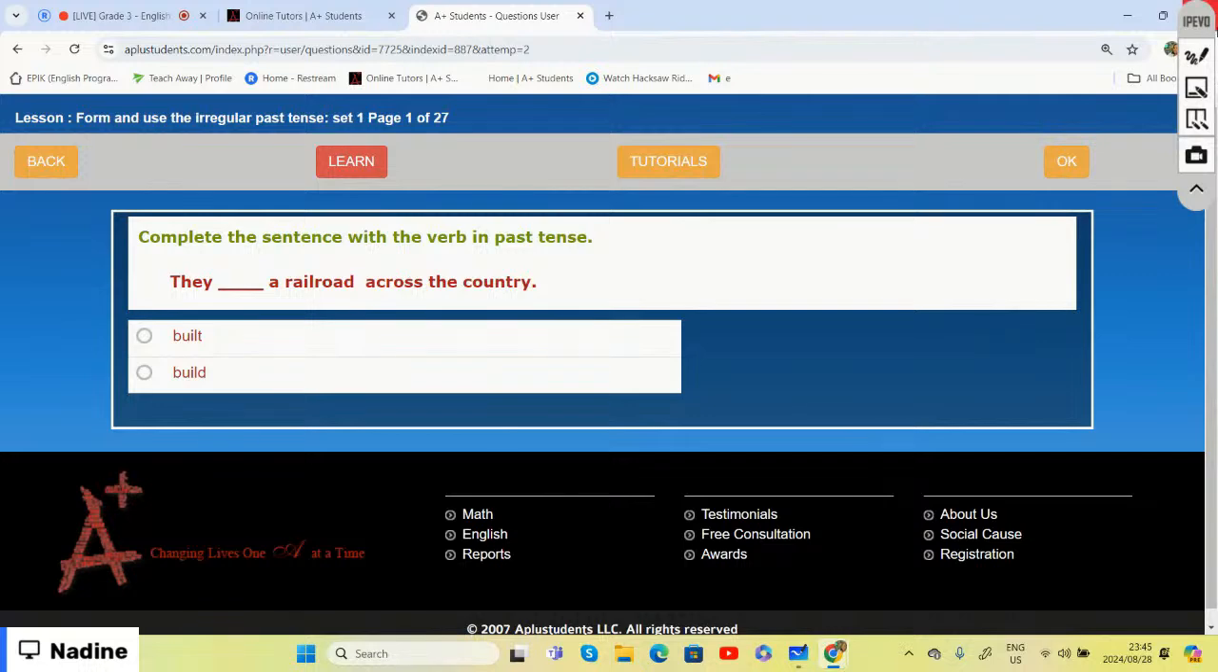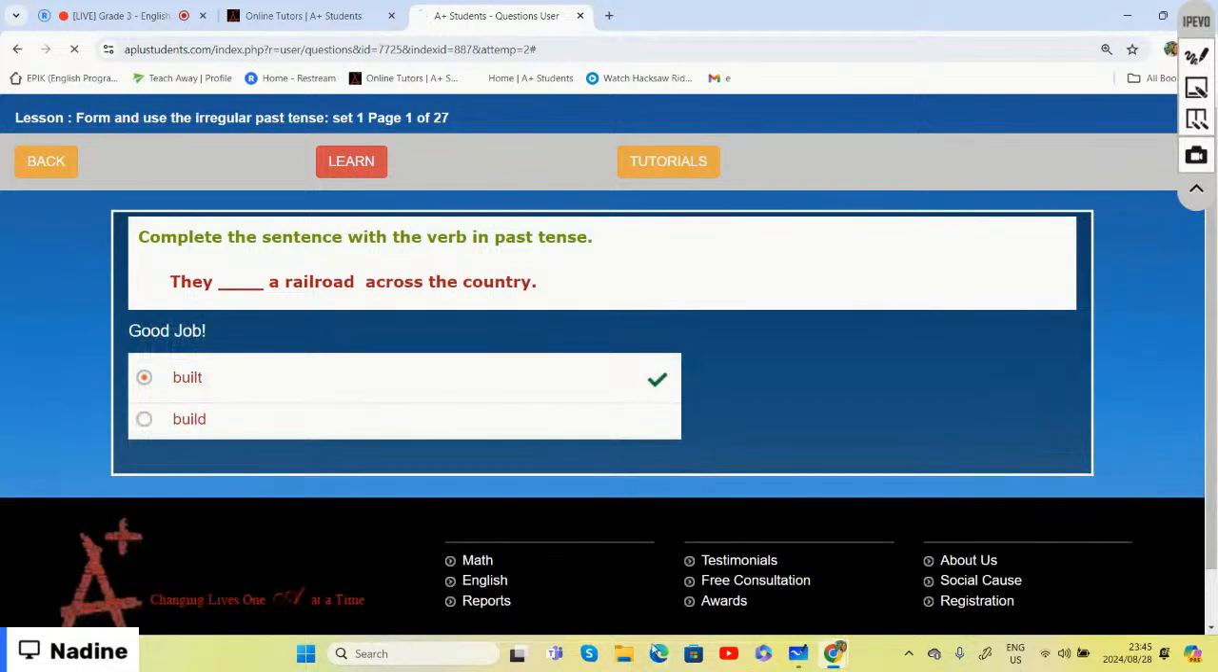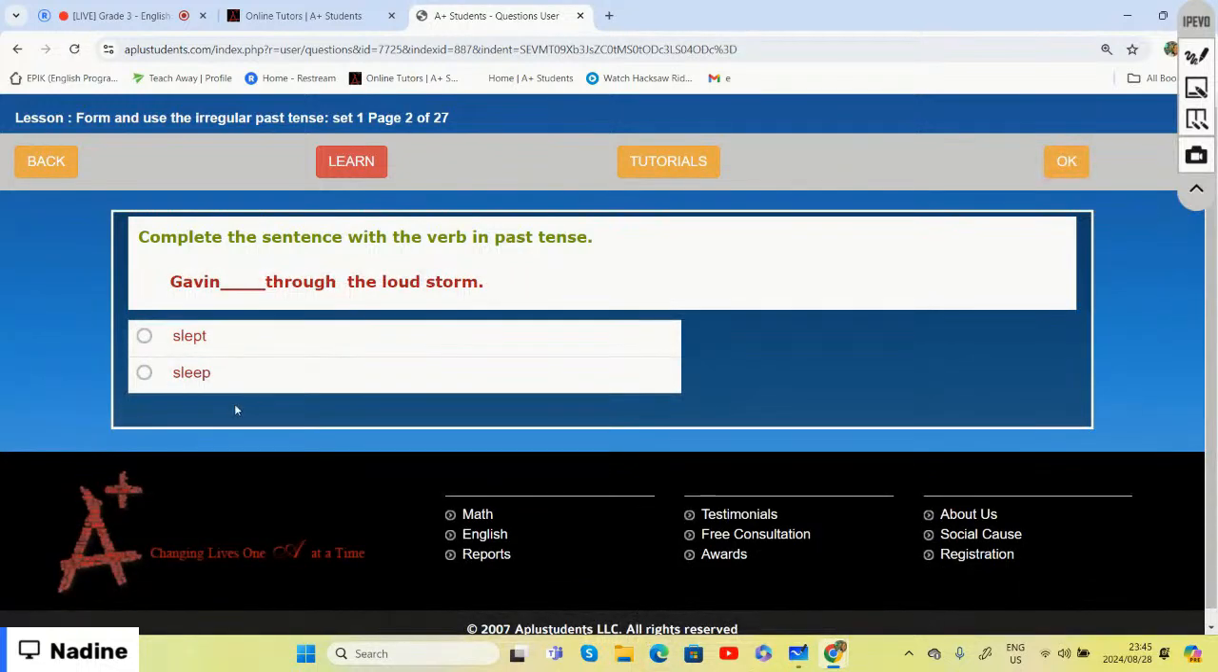All right, and if we were to choose the correct option, then yes, we will say that they built, and built is correct. Option one is correct. They built a railroad across the country. So well done. All right, let's do the last one. Do we say Gavin slept or Gavin sleep through the loud storm?